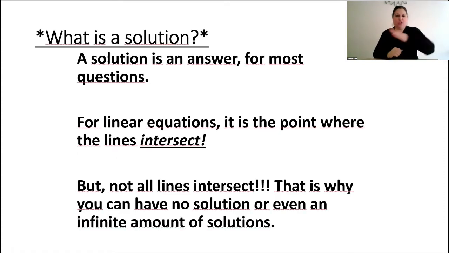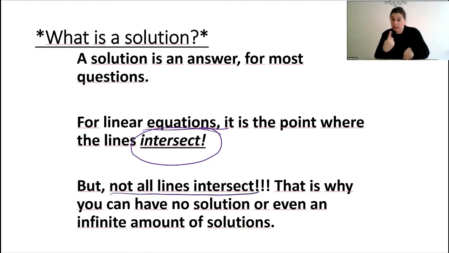So what is a solution? Okay, as a reminder, a solution is an answer for most things, but for linear equations, it's the point where they intersect. Our whole goal is to try to figure out if these lines intersect, where, how many times, is it 0, is it once, is it an infinite amount of times? Okay, because not all lines intersect, not all lines cross. That is why you can have no solution or an infinite amount of solutions.